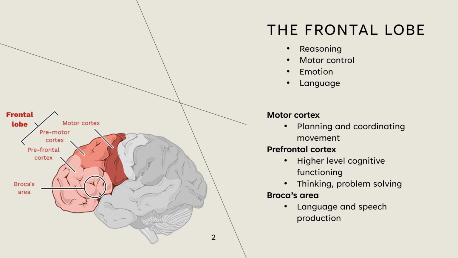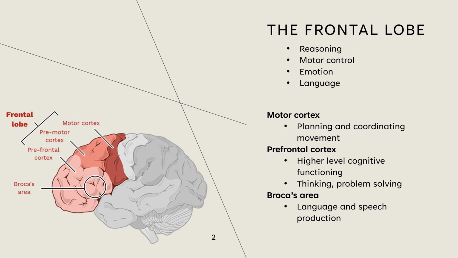Next, we have the prefrontal cortex. This is where higher level cognitive functioning happens, things like thinking and problem solving. Maybe you're learning difficult math problems, or things where you have to really be using logic and higher cognitive functioning in general to be understanding things.